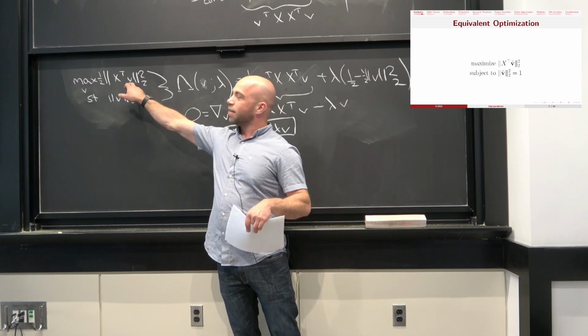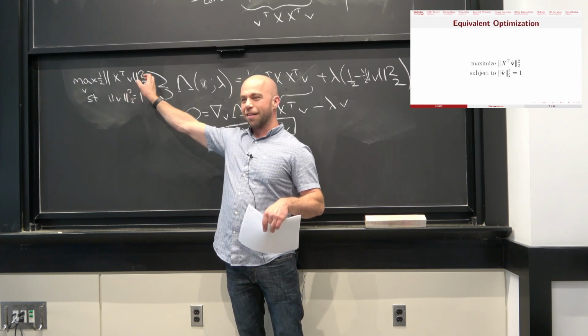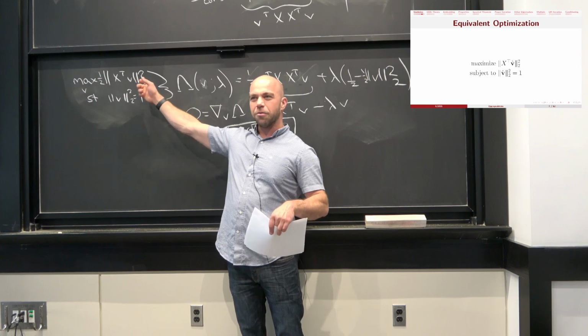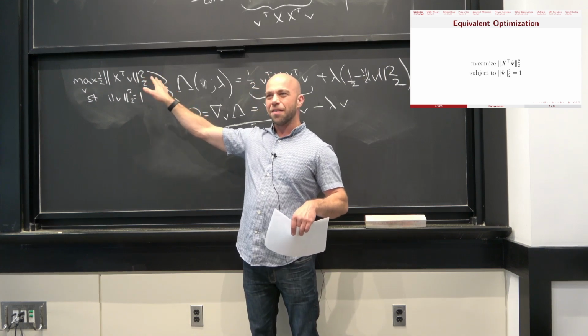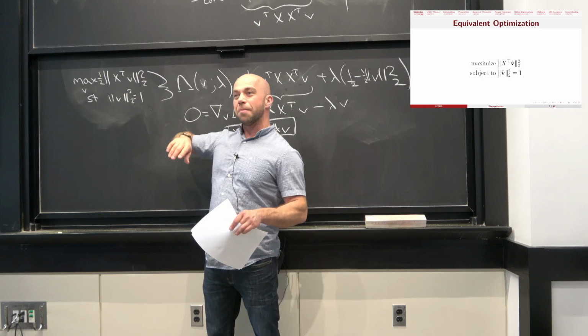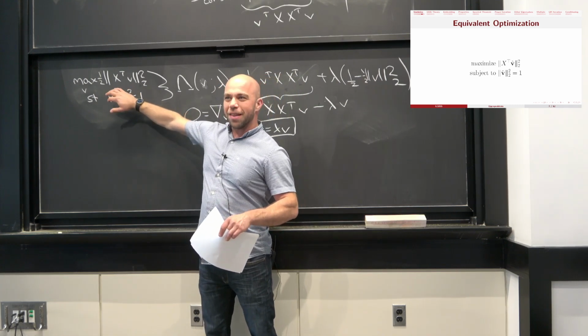It means that I don't have a linear term, like if I had x transpose v plus something dot product with v. Another way to think about it: what is the minimum of this expression without the constraint?